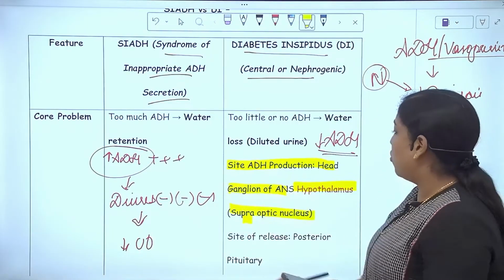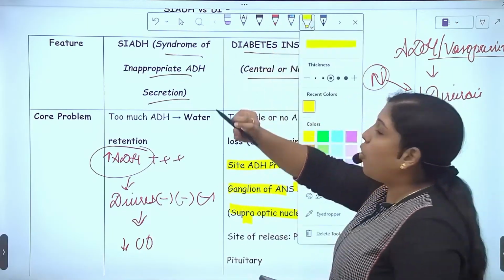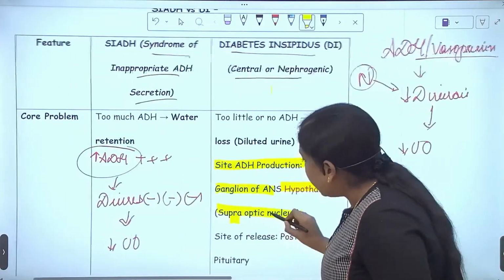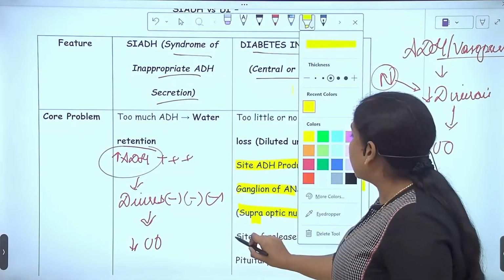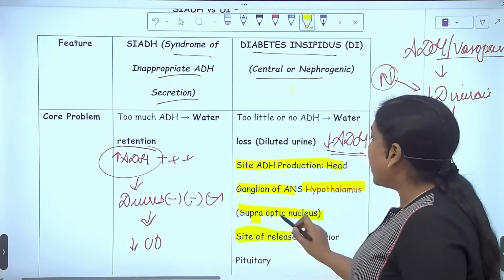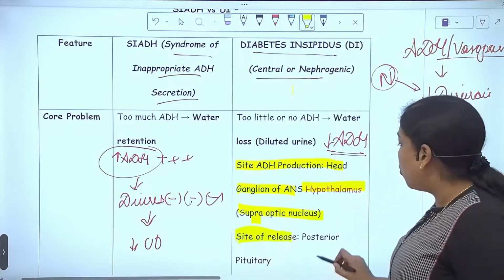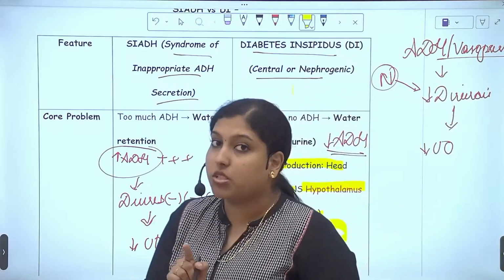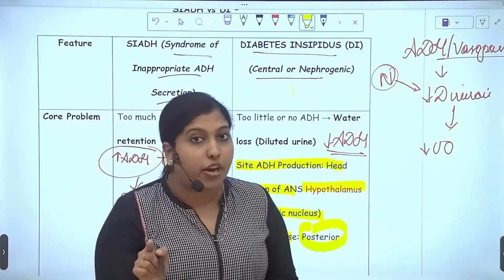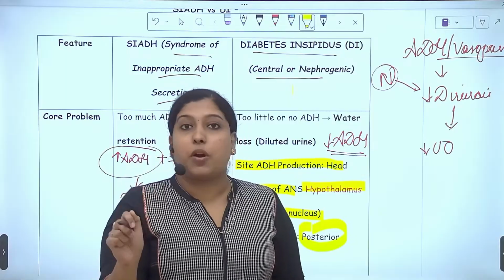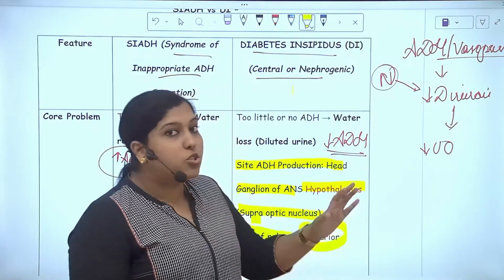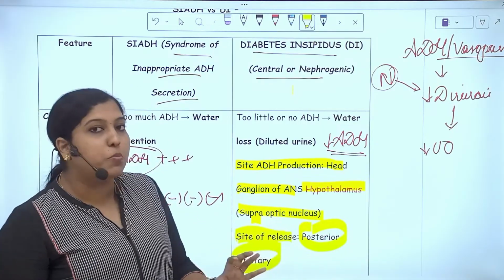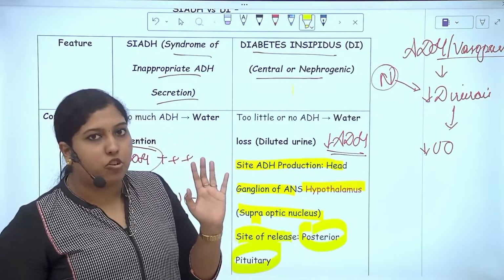Then, again, the most important clinical MCQ point which you have to remember is: what is the site of release of your ADH? The site of release of your ADH is the posterior pituitary. Always remember, the posterior pituitary is not producing or synthesizing your ADH. ADH is always synthesized by your hypothalamus, but it is stored and released by your posterior pituitary. This is what you have to remember.